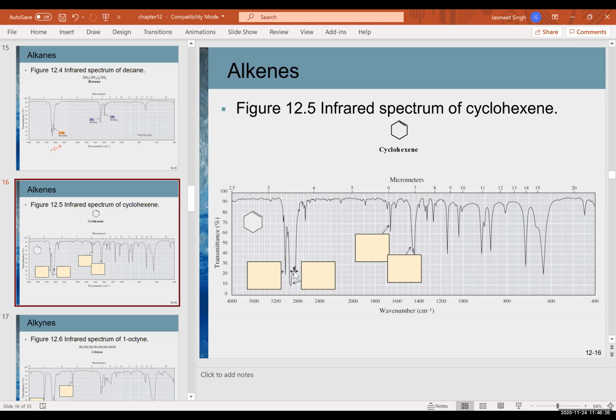So the first one is again a little more than 2800, so it's 2800 to 3000. So what do you think? What is this peak? It's the CH. Bending or stretching? Stretching. It is CH stretching, yes.